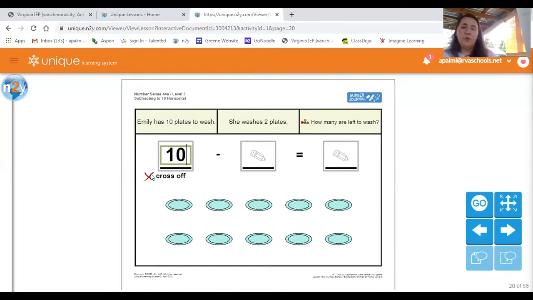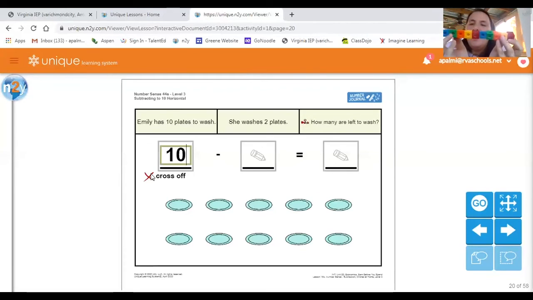Are we ready? You do this at home with your objects. Here we go. 1, 2, 3, 4, 5, 6, 7, 8, 9, and 10. Okay, let's see if this will stick better.